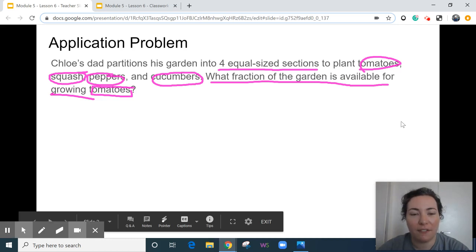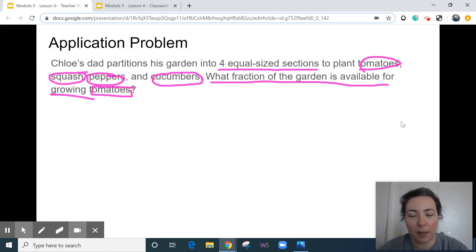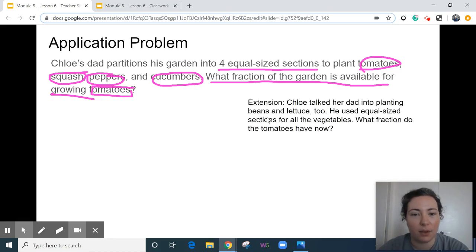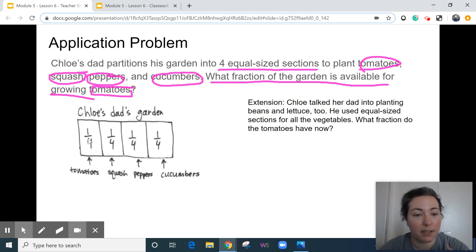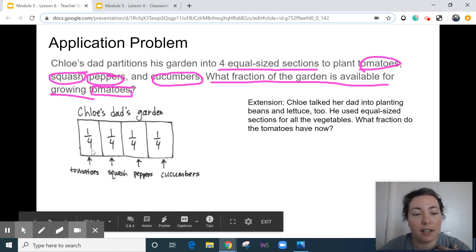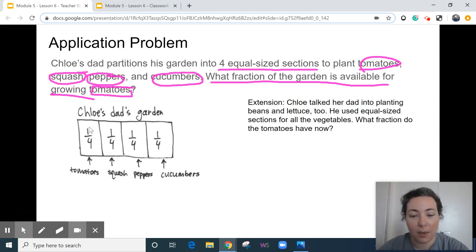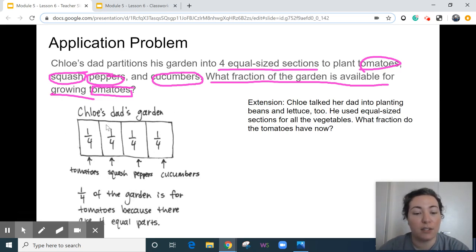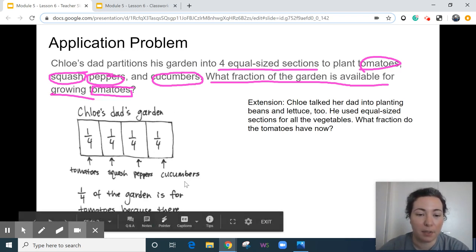Okay, so you might have figured this out. An extension question will come up, but let's think about this. So if you have the garden, you split it into 4 equal parts. Here we have 1/4, 1/4, 1/4, 1/4. And then you've got tomatoes, squash, peppers, and cucumbers. So what fraction of the garden is available for growing tomatoes? We can see that 1/4 of the garden is for tomatoes because there are 4 equal parts. And then the other parts are for squash, peppers, and cucumbers.